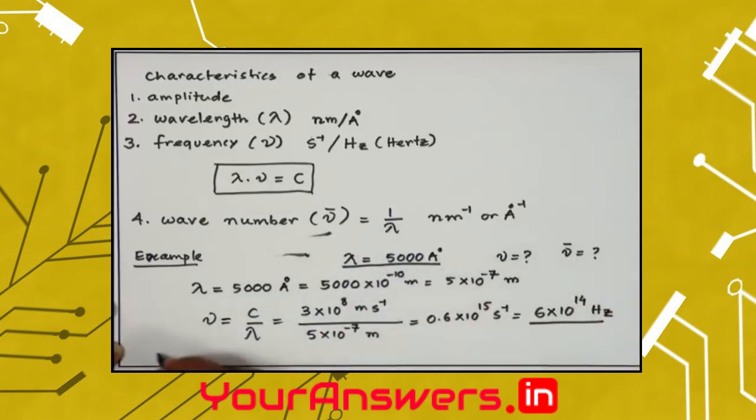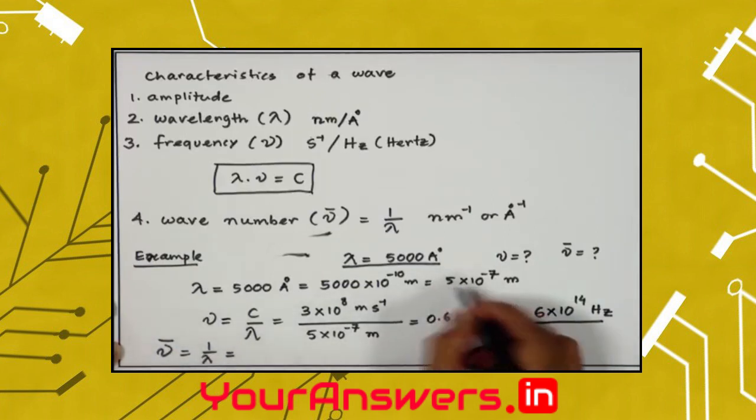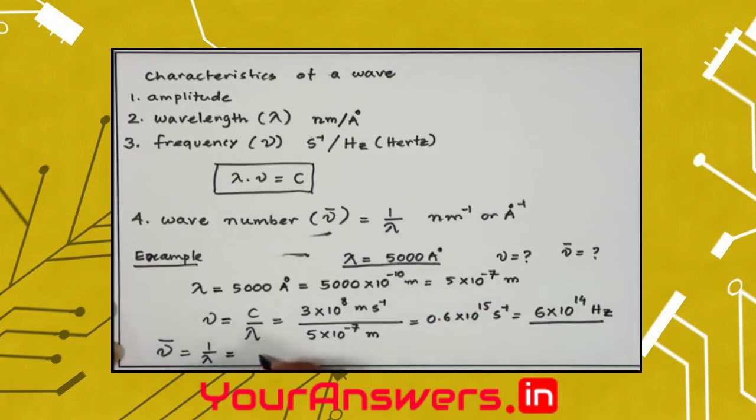Similarly, I can also get nu bar, which is easy, 1 over lambda. Lambda is 5 into 10 to the power minus 7. So therefore, this comes out to be 1 divided by 5 into 10 to the power minus 7 meter, which is nothing but 0.2 into 10 to the power 7 meter inverse.